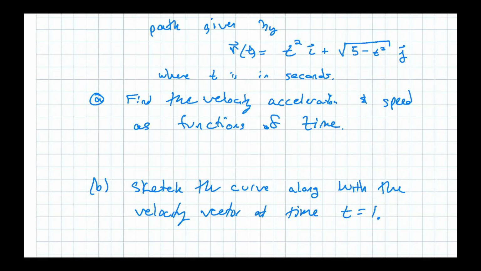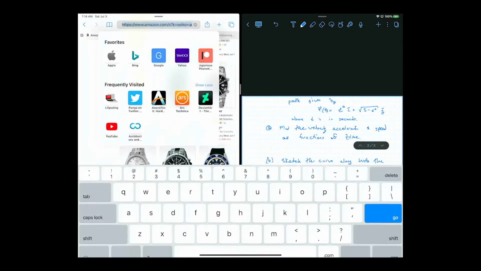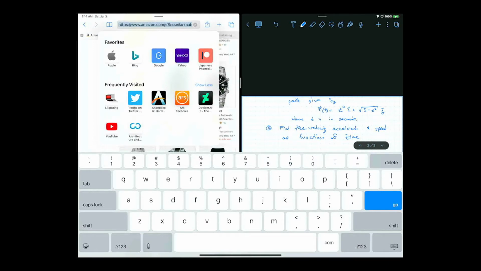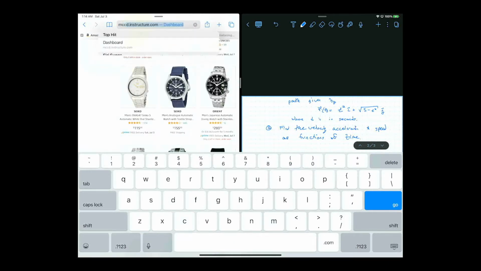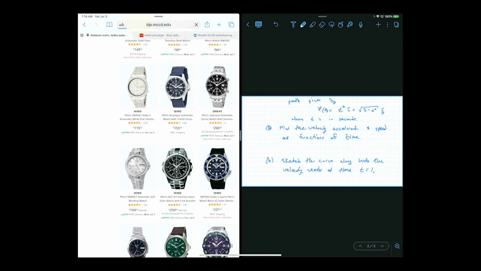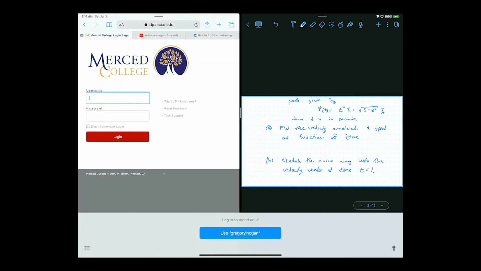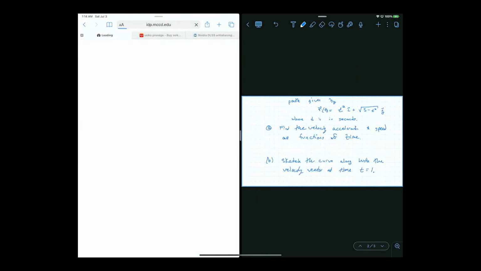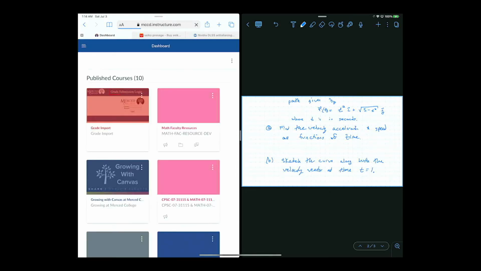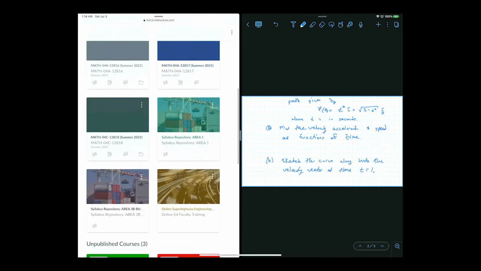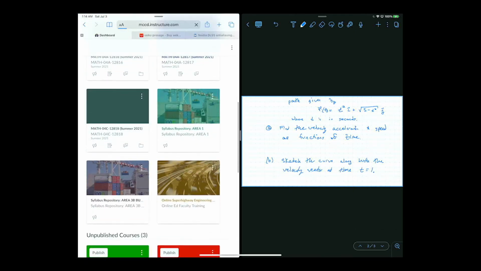So we're going to switch out this problem for a book problem. We're not shopping for watches. That's not what we're doing. Amazon is wrong. Let me log in here to our homework. We are Math 4C. There we are.